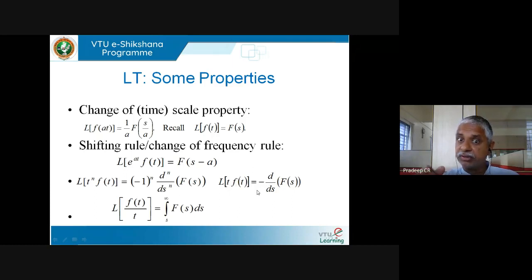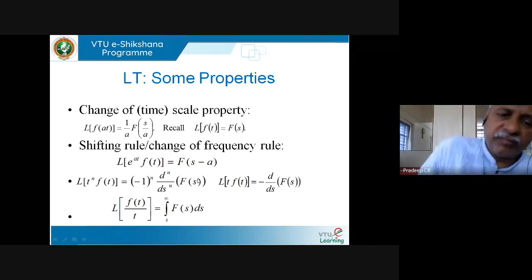This is a very deep consequence. Not for your course, but if you study deeper mathematics, you will see this is not coincidence. This is something which is sort of planned out. The theory came after people saw these particular cases. So L of t f(t) is minus d by ds of F(s), and L of f(t) by t, you can think of f(t) by t as t to the power minus 1 times f(t). So here, minus 1 times differentiate means integrate. But how?